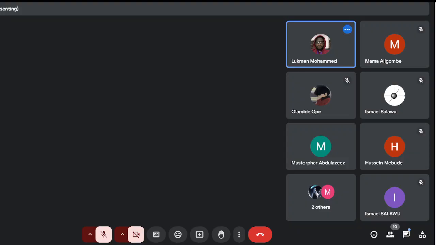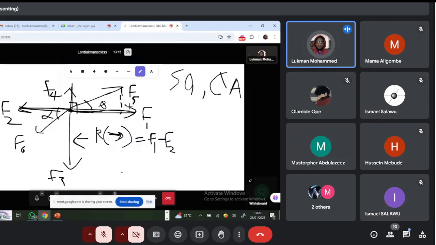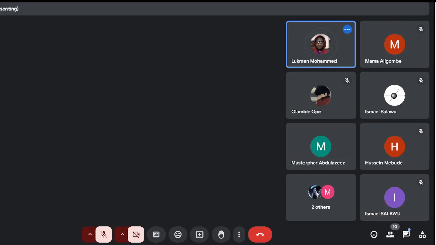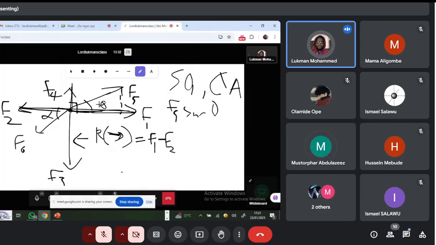This is a vertical line. This angle theta is opposite to the vertical. So anytime I'm resolving this vector, force F5, along the vertical, I'm going to use sine. It's going to be F5 sine theta, the sine of the angle it is making with this.